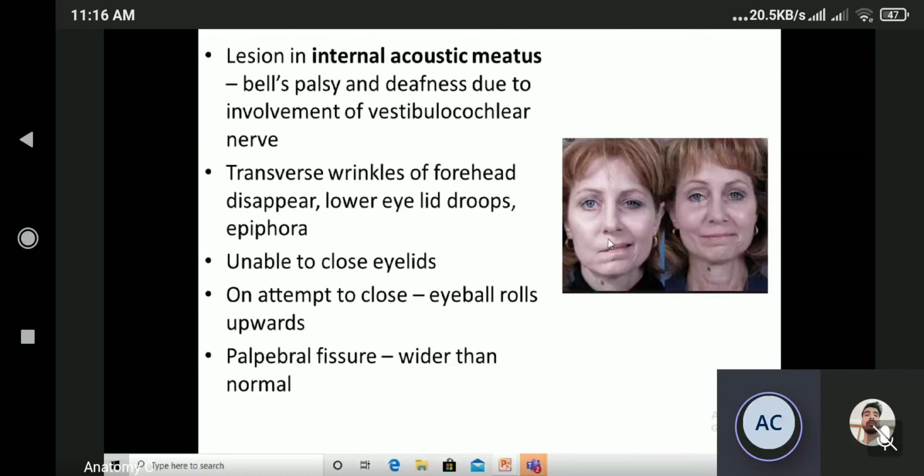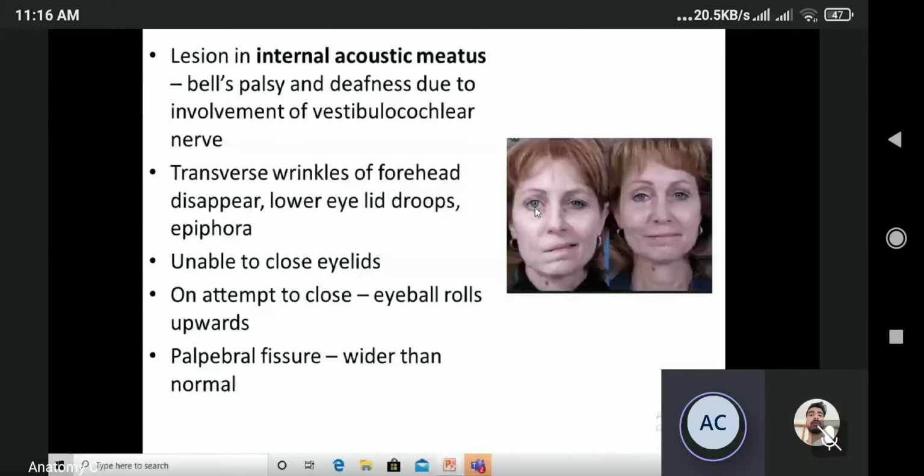Then the lower eyelid droops. Normally, the lower eyelid droops here. So the palpebral fissure is usually wider than normal, because it involves all the muscles of the eye as well. The orbicularis oculi, the orbicularis oris muscle here, the occipital muscles here. So there are so many facial muscles, and as it involves all the muscles, these are the symptoms that occur.